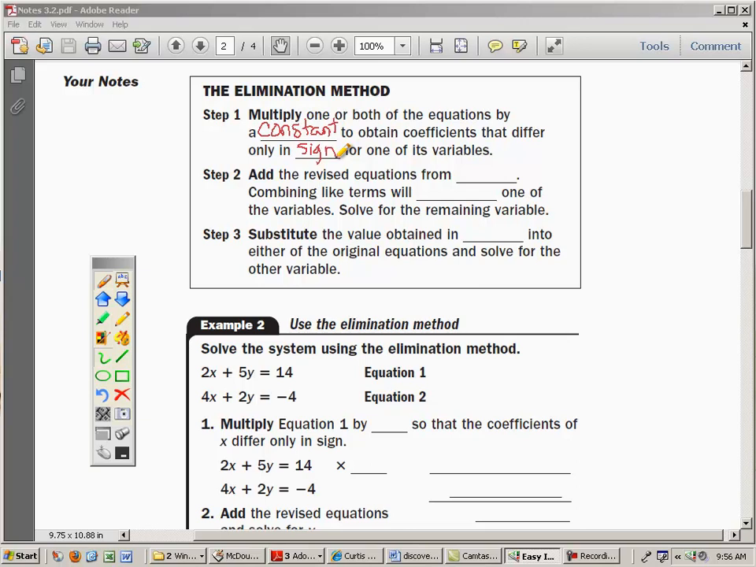We're then going to add the new revised equation from step 1, and when we do that, one of the terms will basically eliminate or cancel out. So we're eliminating one of the variables. And then we're going to solve for the remaining variable. Once we get that, we're going to substitute the value that we obtained in step number 2 into the original equation and solve for the other variable.